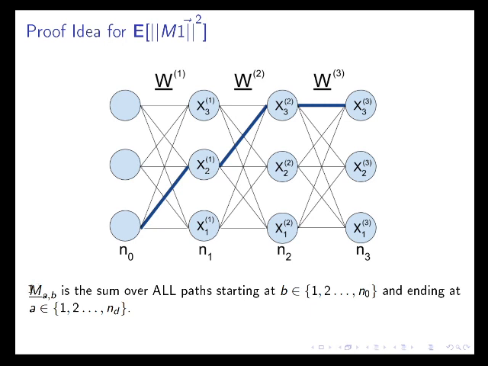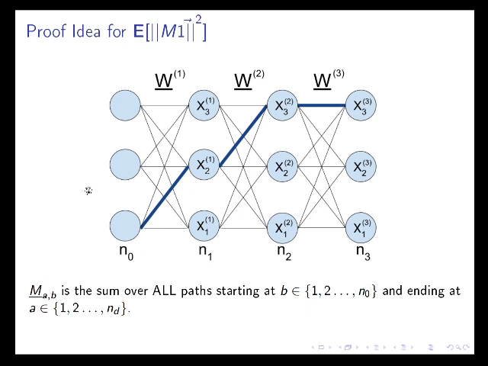And in fact, the entry M_AB of the matrix M will be the sum over all possible paths starting at B in the input layer and ending at A in the output layer. So here I'm doing a plot of M_31, or rather M_13. So if you sum over all paths that start here and end here, that'll give you M_13. And to sum a path, you have to multiply everything that you see along that path. So multiply all the edges, multiply all the nodes, and that'll give you M_13.